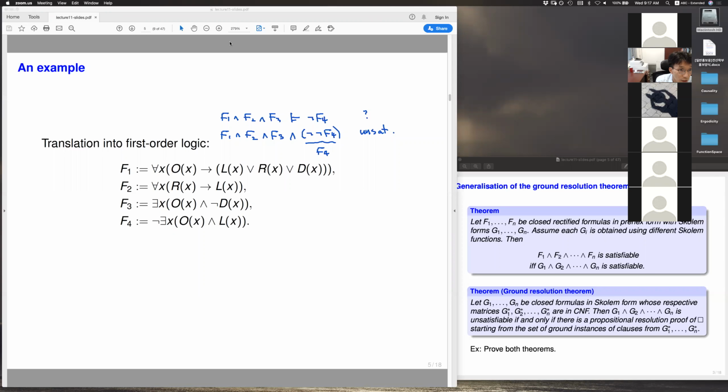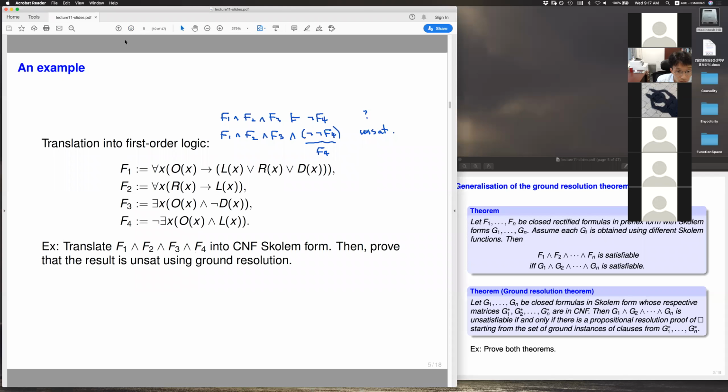So now how to do this? And we want to use what we learned so far. So here's an exercise I want you to do. I want you to apply what you learned so far, and then answer this question formally by producing the ground resolution proof from this formula. So I will give you 3 minutes to answer this question.